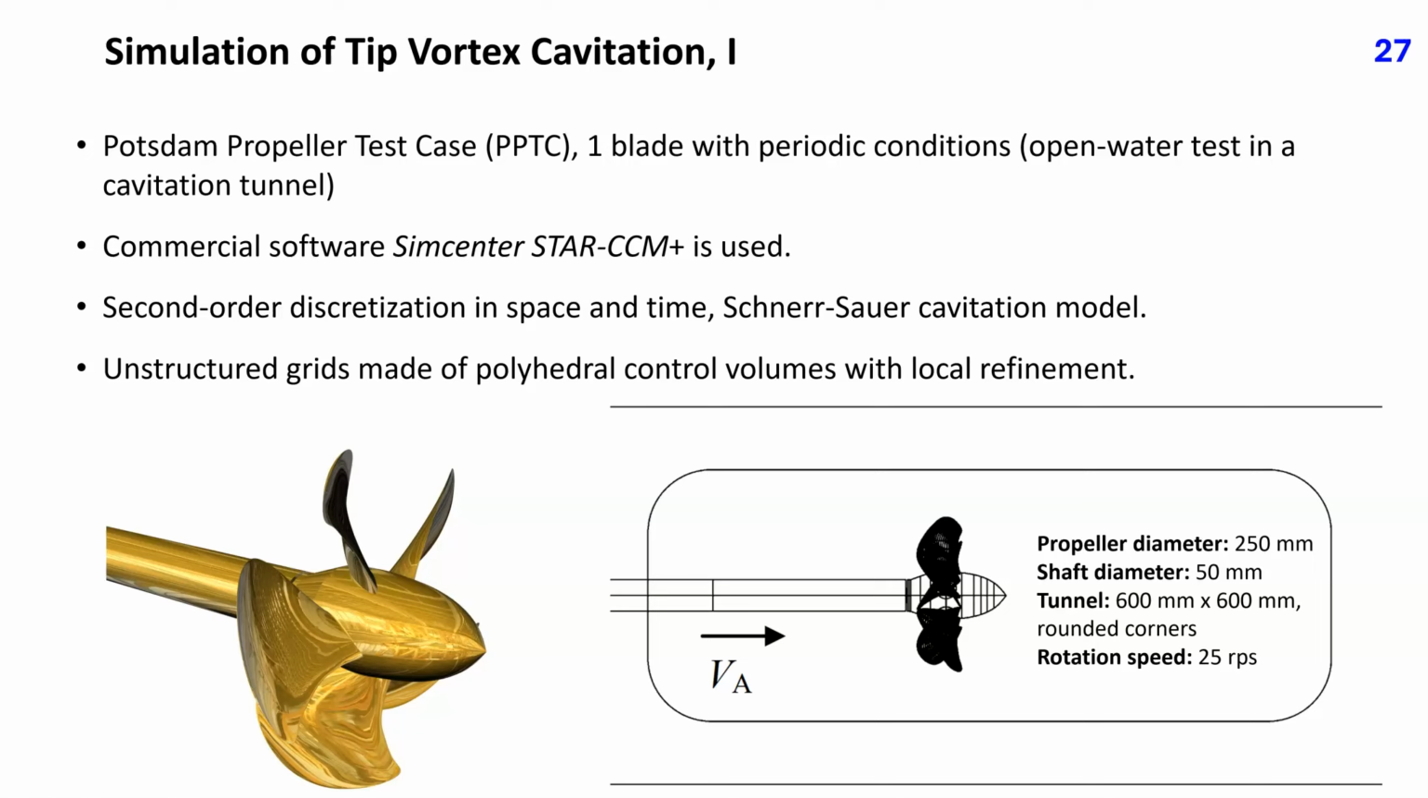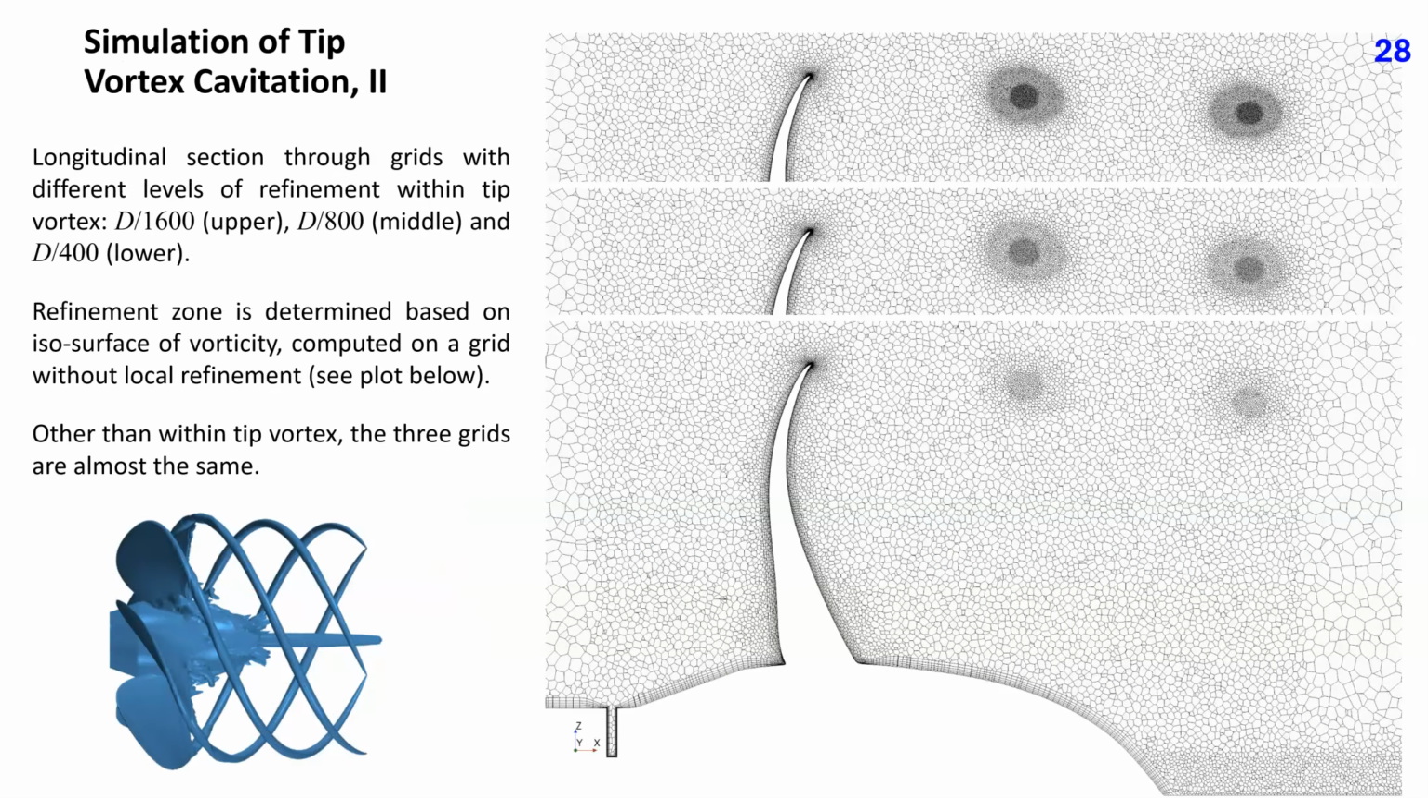Computations were performed with SimCenter StarCCM Plus software using second-order discretization in space and time and Schnerr-Sauer cavitation model. Both RANS and LES approaches were tested. Unstructured grids made of polyhedral control volumes with local refinement were used. The aim of the study was to predict tip and hub vortex cavitation. In the grid without local refinement within tip vortex, no cavitation within vortex was predicted.